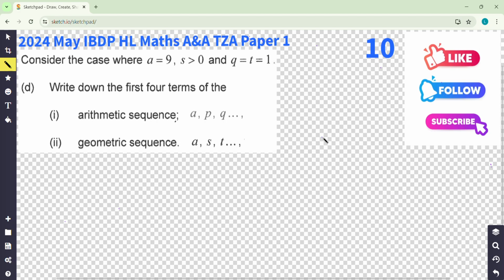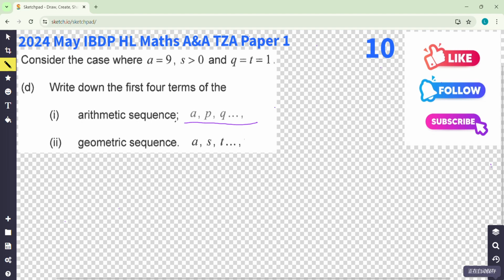Now we move on to question part D, 10D. Okay, it is a very simple question. Don't use the ABC part. Just look here, it is an arithmetic sequence. Copy it from the previous section. The sequence is A, P, Q. Okay, and now copy it.